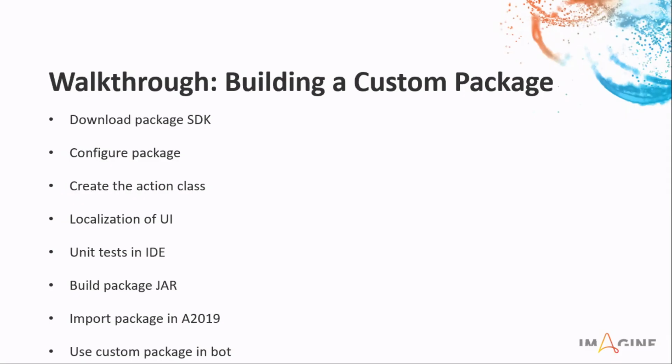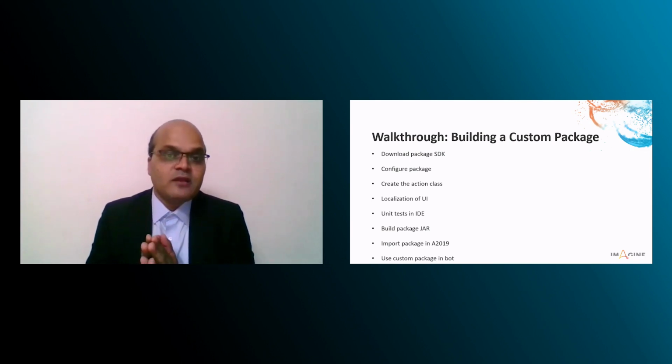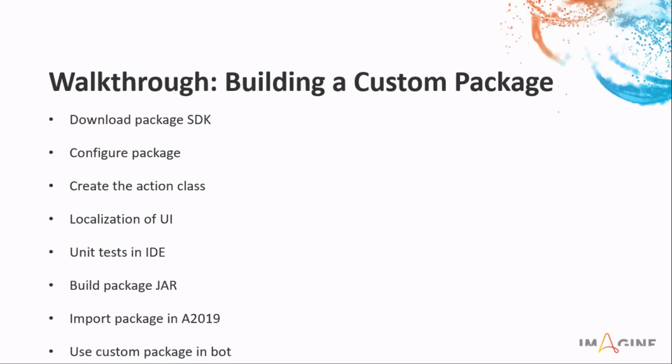And then you can also externalize and internationalize the UI labels or the exception messages that you are going to use inside your action. Finally, we will also take a look at how we integrate unit test cases and integration test cases inside the IDE itself. And once all this is done, we will build it. We are going to get a package jar file, which we will import inside the A2019 system. Once it is imported, we will use it to build new bots. So with that, let's go to my IDE.